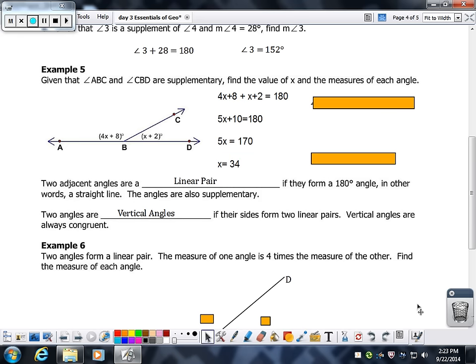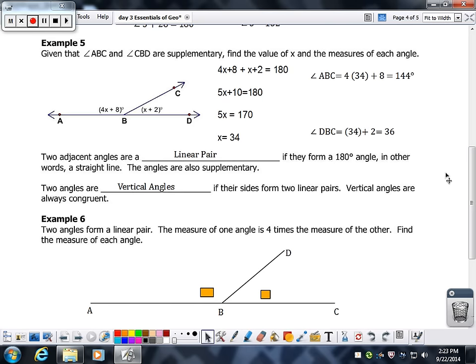equals 34. But again, it doesn't ask us to find x, it asks us to find the measure of each angle. So when we plug x back in, 4 times 34 plus 8, so ABC is going to be 144, while CBD or DBC is going to be 36.